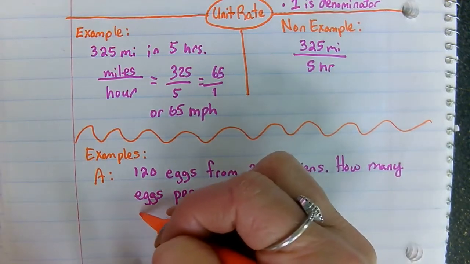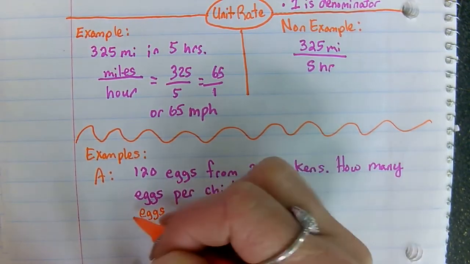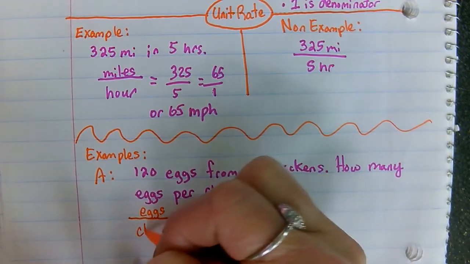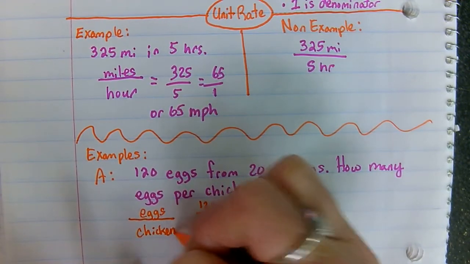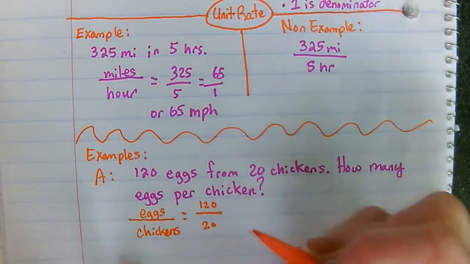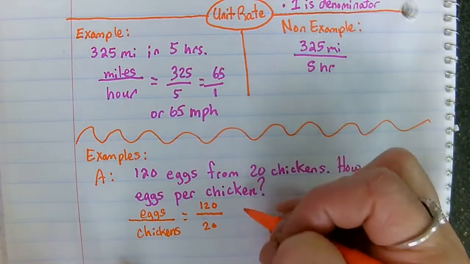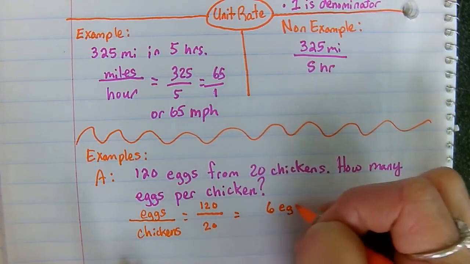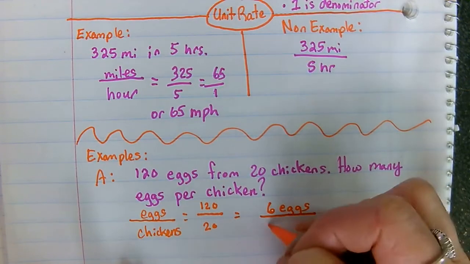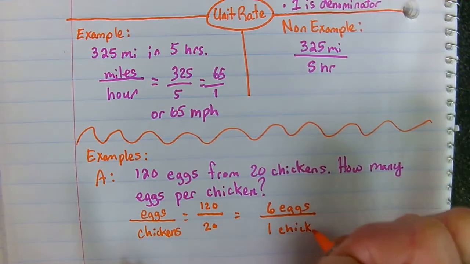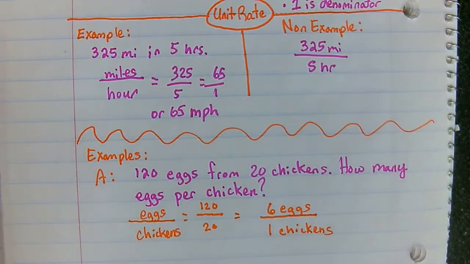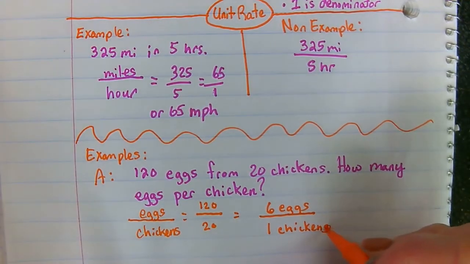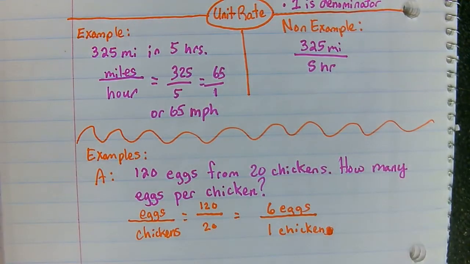because that is going to be eggs to chickens. Alright? Eggs to chickens is equal to 120 over 20. And if we simplify that, that simplifies to 120 divide 20, which is 6 eggs to 1 chicken. Or we could say 6 eggs per chicken. I'll take the S off there. Okay, let's try an example B.